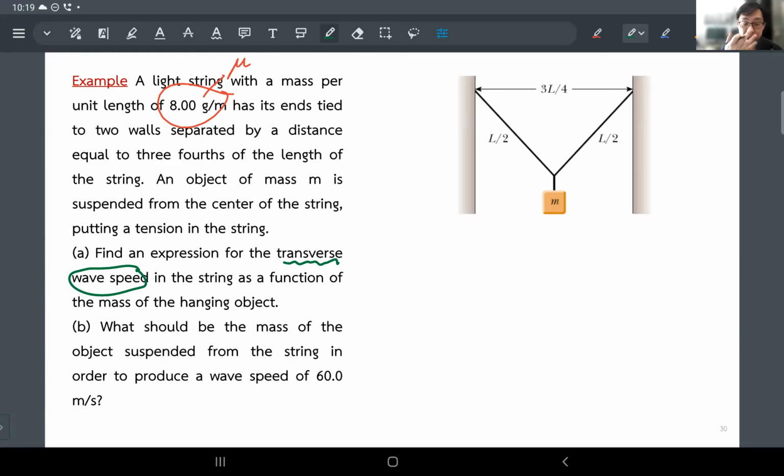If you can get part A, part B is just plugging in the numbers. So actually the main question of this problem is just part A. All right, guys, go ahead.